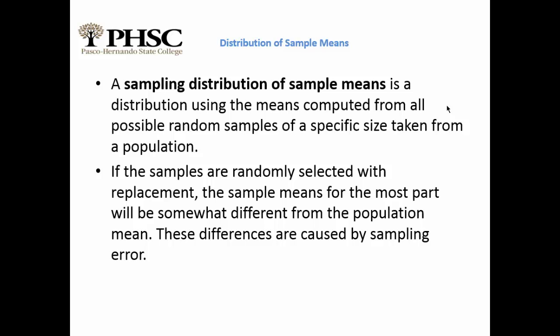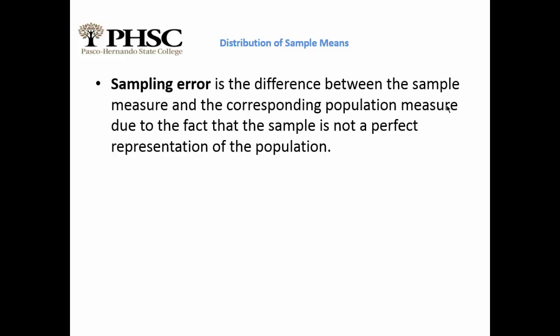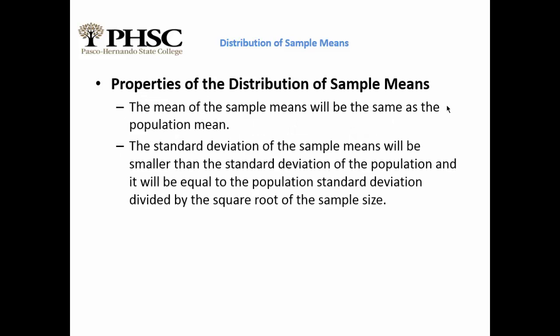So a sampling distribution of sample means is a distribution using the means computed from all possible random samples of a specific size taken from a population. If the samples are randomly selected with replacement, then the sample means for the most part will be somewhat different from the population mean. These differences are caused by sampling error. Sampling error is simply the difference between the sample measure and the corresponding population measure, due to the fact that the sample is not a perfect representation of the population.